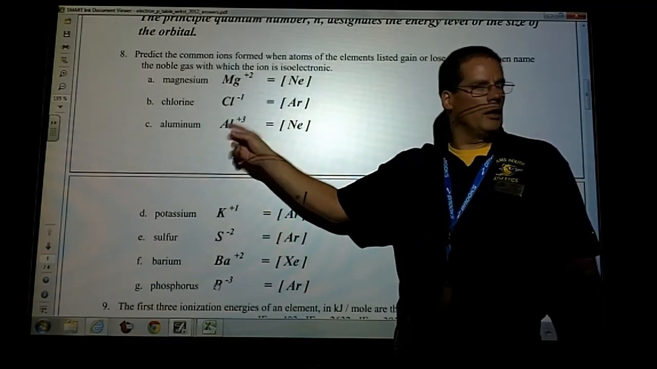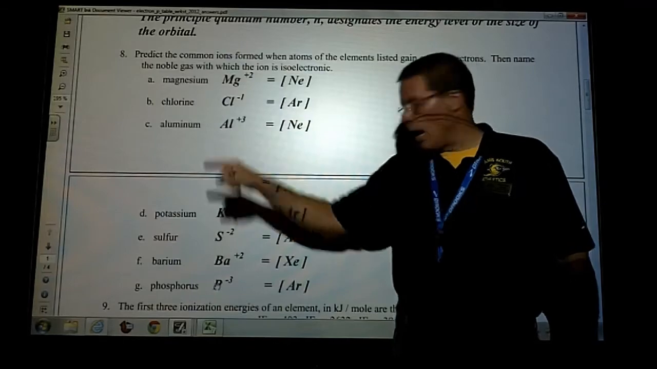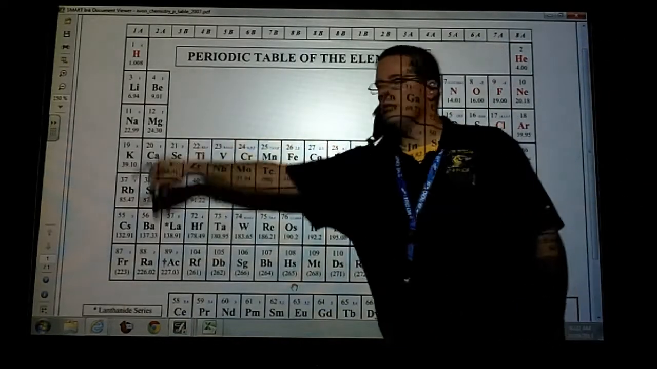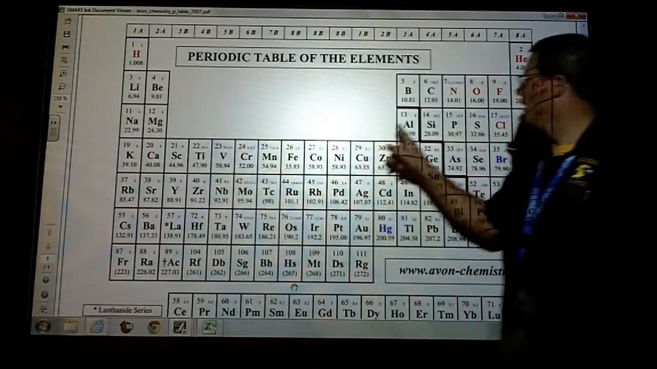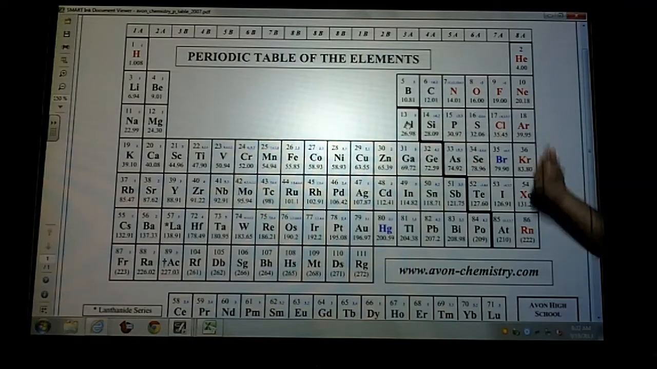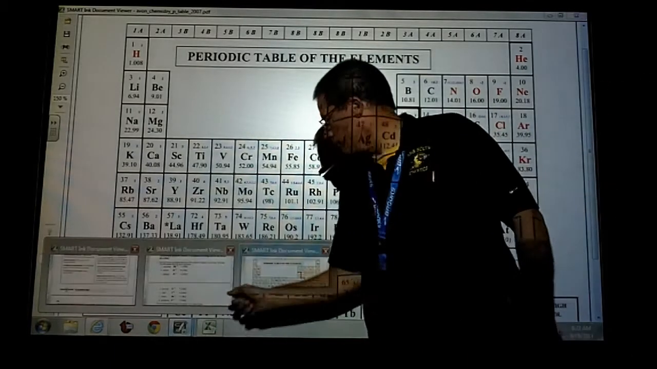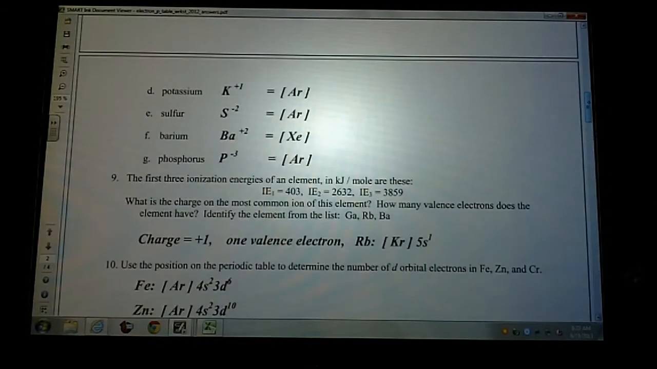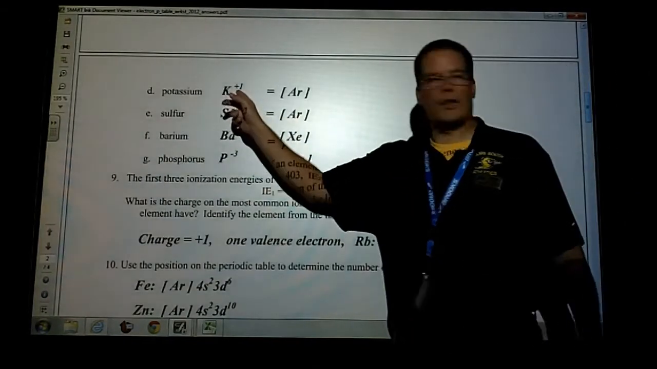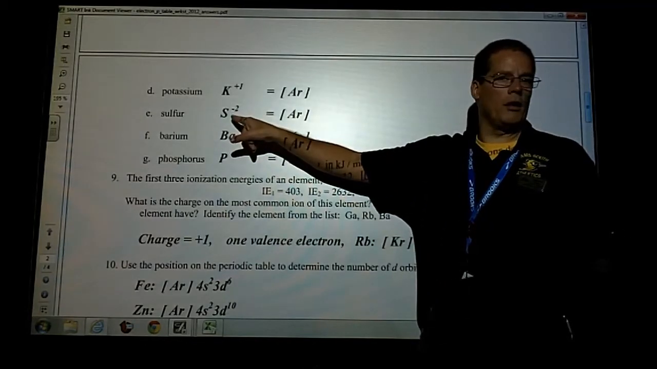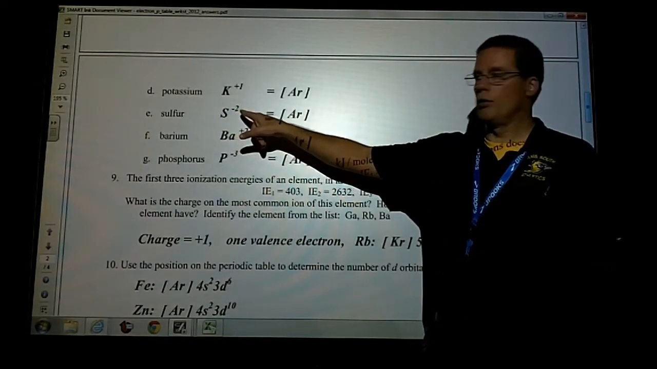Aluminum in group 3A, it's easier to lose 3, so it's going to go in the opposite direction, even though you might say to yourself, man, that's a long way to travel. It's not about how far we go, it's how many do we have. So we have 3 valence electrons, so it's easier to lose those 3 than gain 5. Potassium is in group 1A, so it'll lose 1 electron, have a +1 charge. Sulfur, group 6A, will gain 2, have a -2 charge.